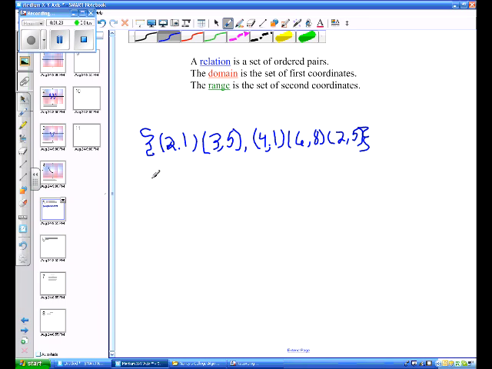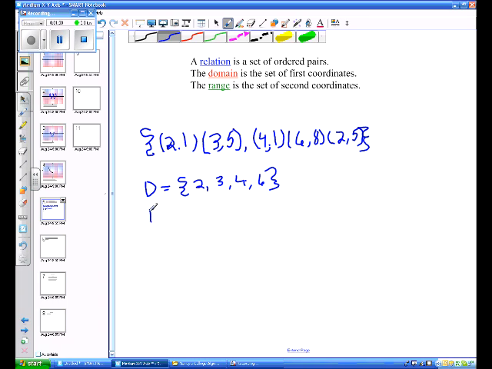Now, the domain is the set of first coordinates. Many times we'll call those the x's. They're not always x's though. So the domain is the set of first coordinates. In the relation that I just wrote, our domain would be 2, 3, 4, 6, and then a 2, and I don't have to write it again because I've already got it written. So that would be our domain.